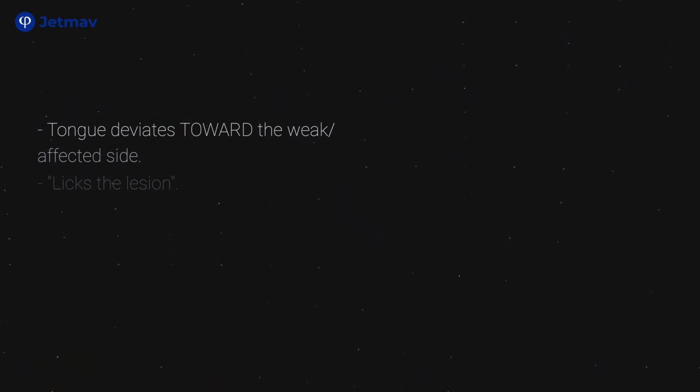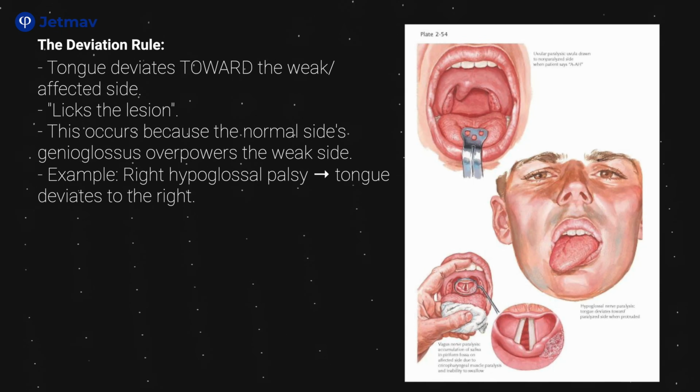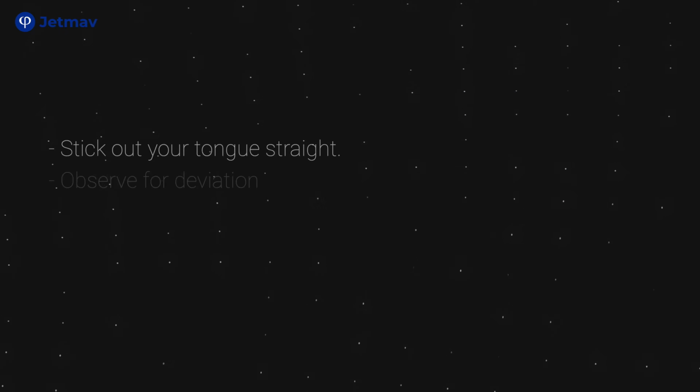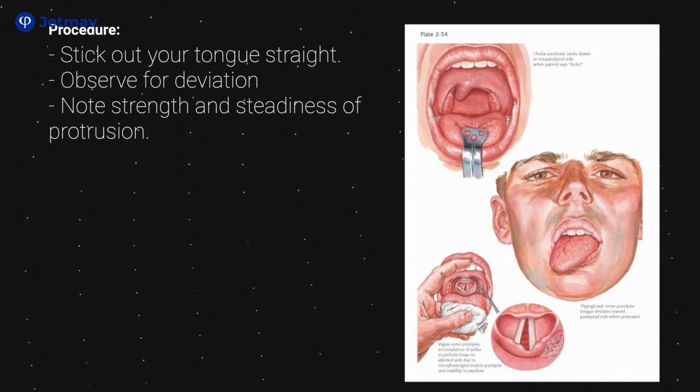Now, I want you to note something very, very important. In the uvula, we stated that the uvula would deviate towards the normal side, okay? The uvula would deviate away from the lesion. But here, the tongue would deviate towards the affected or the weak side. So we'll say that the tongue licks the lesion. That's what we need to remember. Now, we'll tell the patient to stick out their tongue, then we'll observe for any deviation, okay? And then note the strength and the steadiness of the protrusion.